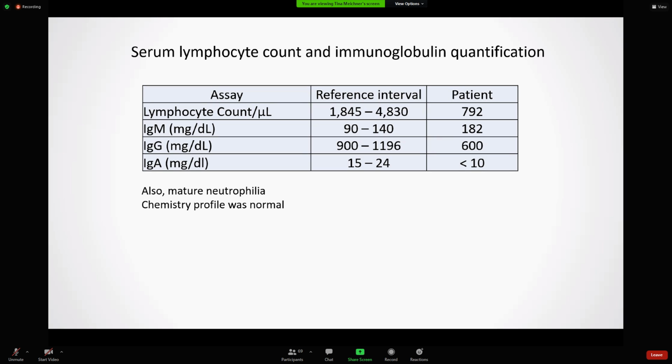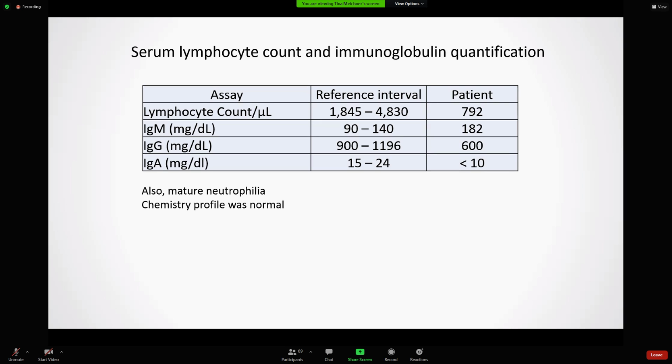So looking at these results that we have here, what do you see? This is a reference interval, and this is our patient result. Yeah, that's a lymphopenia. Very good. The opposite of a lymphocytosis is a lymphopenia, so a decrease in lymphocyte count. Then our IgM, immunoglobulin M, is 182, and our reference interval is from 90 to 140, so that looks normal, right? Or even a little bit increased.